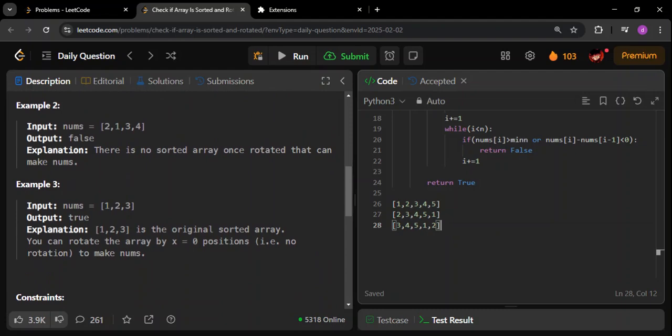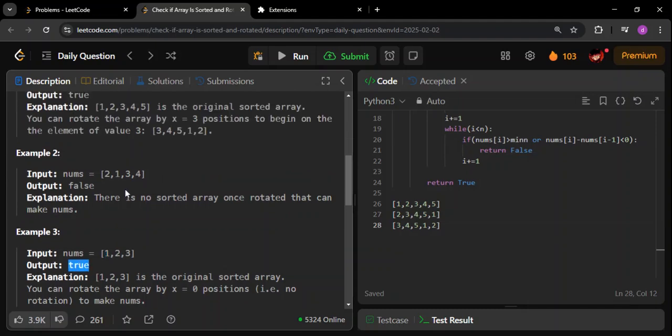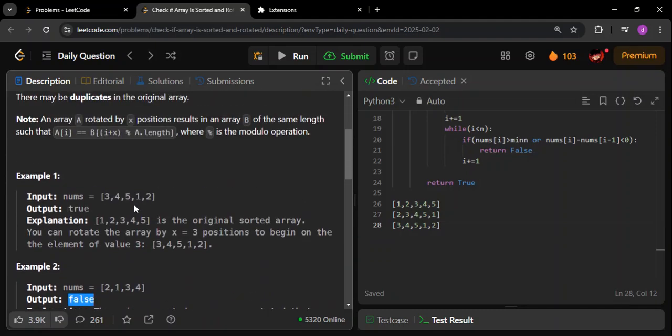You can go through other examples. In this case, there is no left shift; the input given itself is a sorted one, so the answer is obviously going to be true. In this case, it is false. Why it is false, we'll come to that. But how to find a logic for this now?